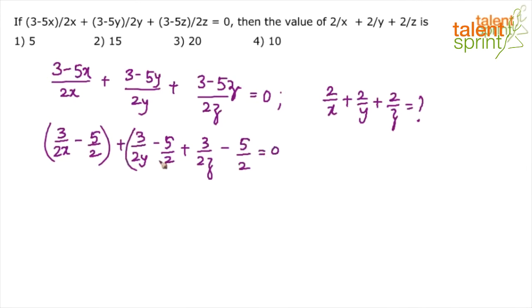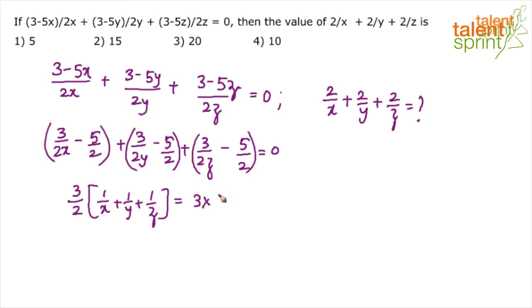So from this, if you take this 3 by 2 common, we will have 1 by x plus 1 by y plus 1 by z equals to 3 into 5 by 2. See, minus 5 by 2, minus 5 by 2, minus 5 by 2. Take it to the other side. It becomes 3 into 5 by 2. And we have taken 3 by 2 common from each of these first terms. So 1 by x plus 1 by y plus 1 by z. Now what happens? This 3 and 3 and 2 and 2 gets cancelled. So we know that 1 by x plus 1 by y plus 1 by z equals to 5.